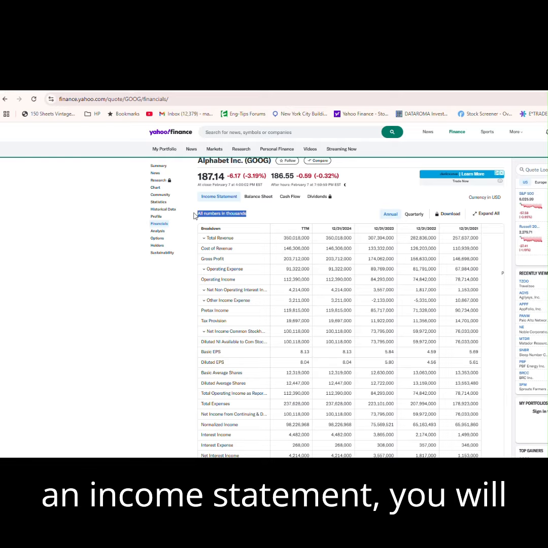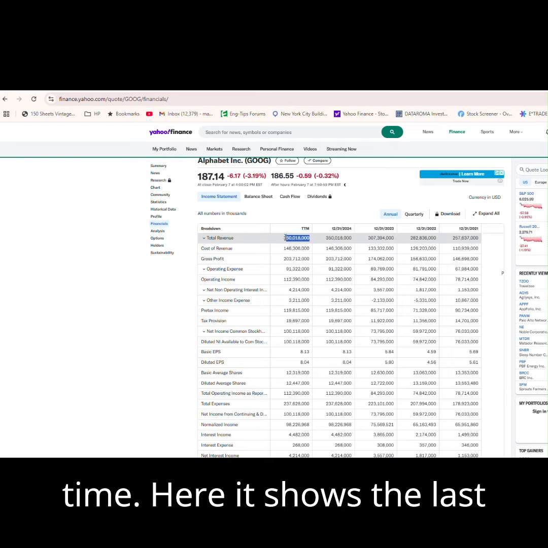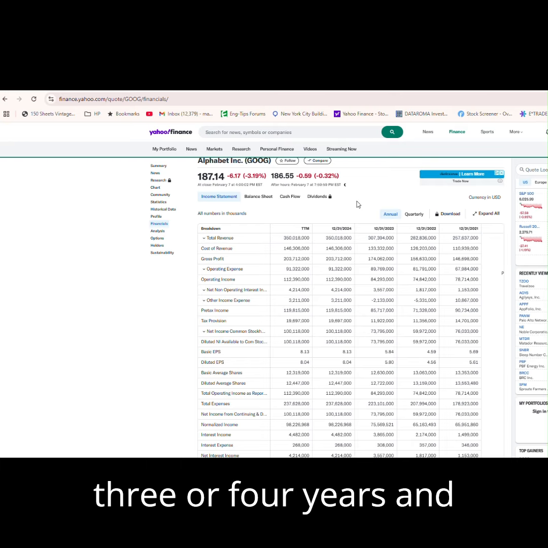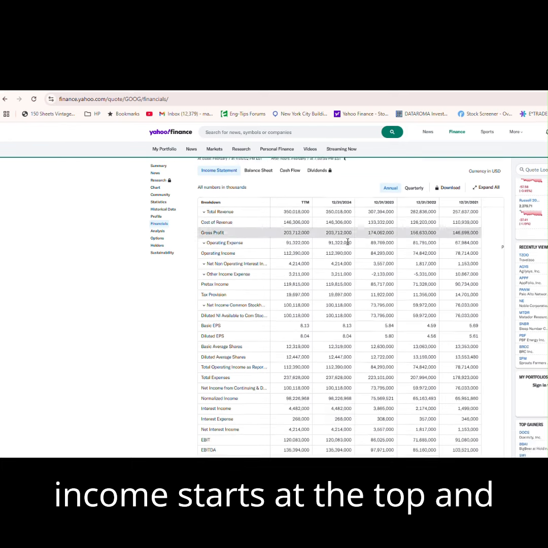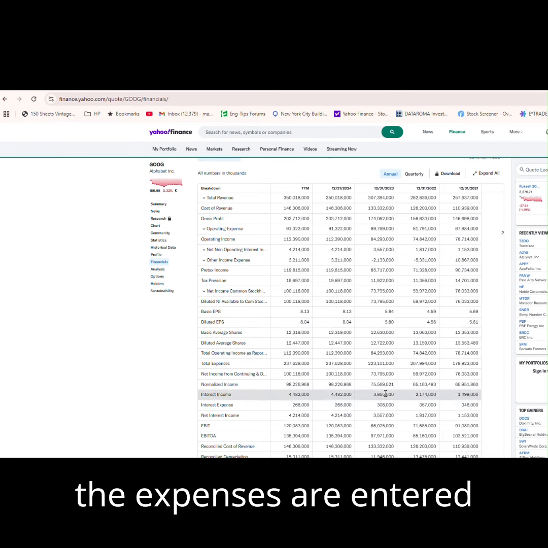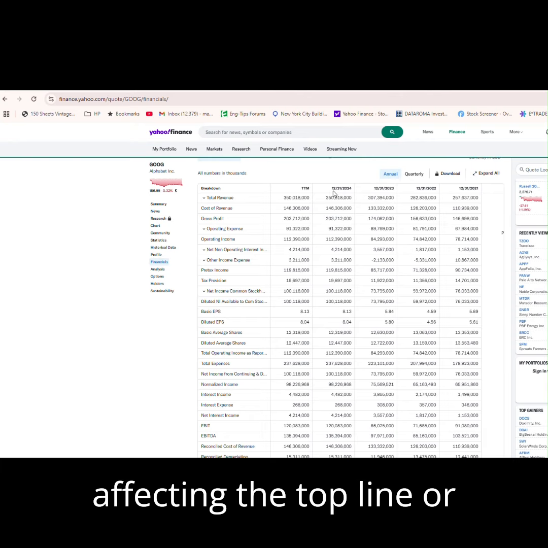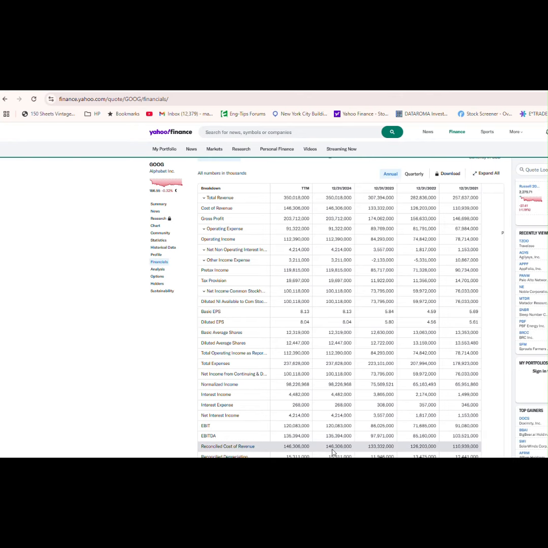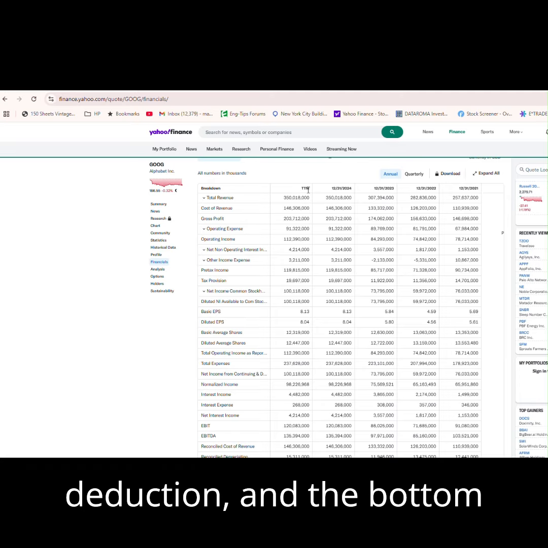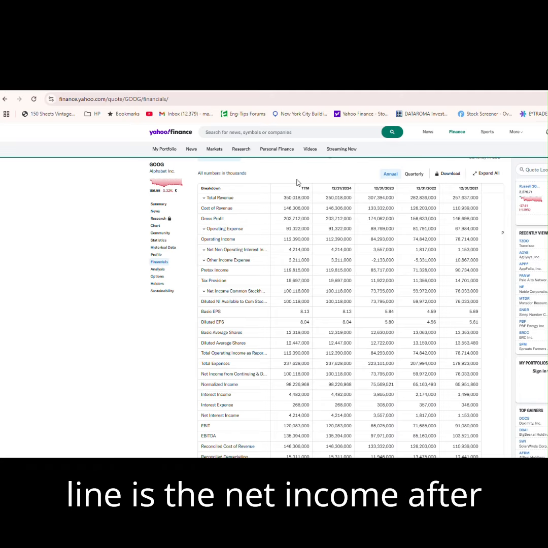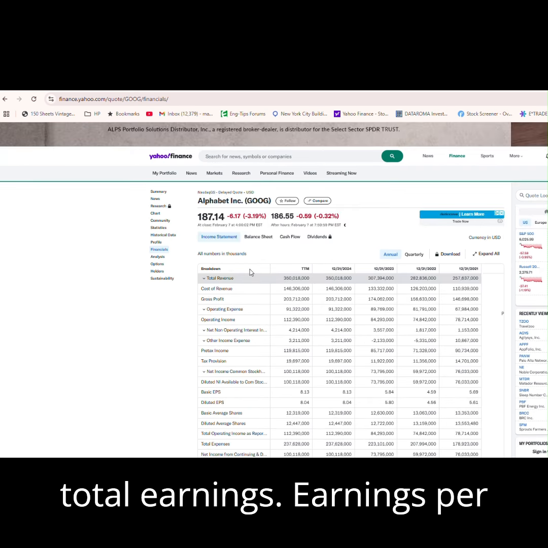On an income statement, you will see the company's revenue over a specific period of time. Here it shows the last 3 or 4 years and trailing 12 months, or TTM, revenue and expense. The income starts at the top and the expenses are entered below that. You would have often heard that something is affecting the top line or bottom line of the company. The top line is the revenue line before the expenses deduction, and the bottom line is the net income after the expenses deduction. The net income is the company's total earnings.